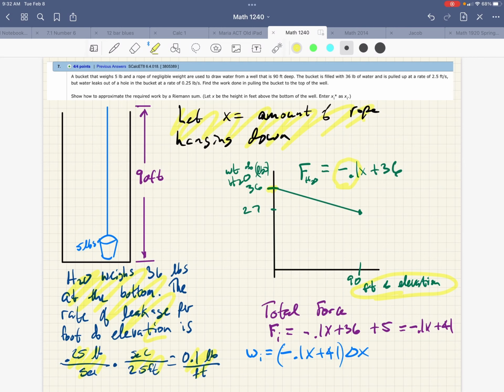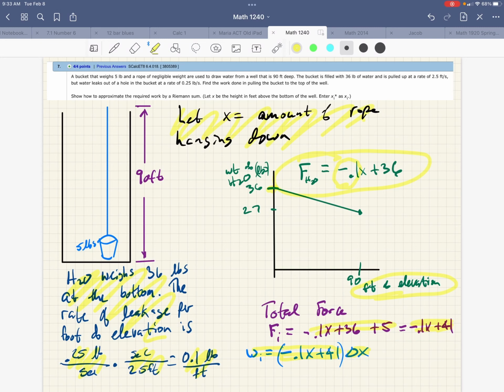And then we can find an equation for the amount of force that the bucket and water are applying to the rope in terms of the distance. So just in slope-intercept form. So that's the force. But remember that we also have the weight of the bucket. So we have minus 0.1x plus 36 plus 5 for the weight of the bucket. And that is going to give us the actual amount of weight that is being applied to the rope, so the total force.